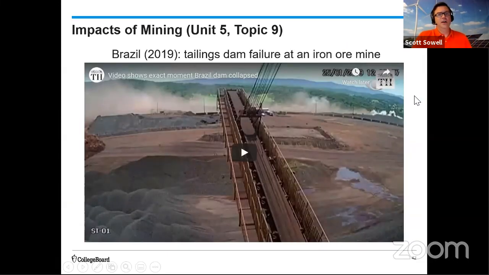There have been several large tailings dam failures recently, but there was a large one last year and it happened to be caught on camera. So you'll actually see the dam breaking and you can see all the tailings liquid starting to flow out.